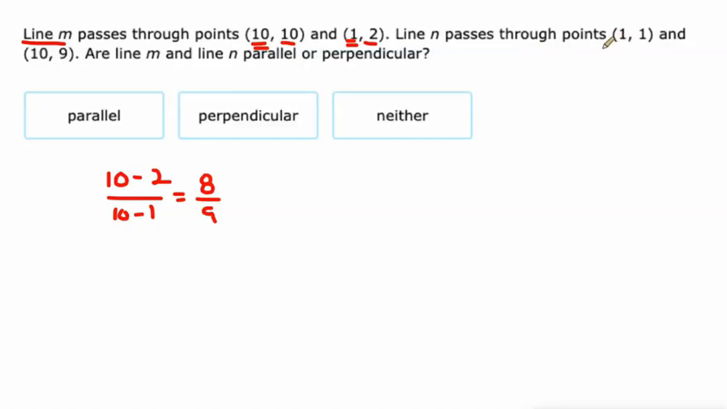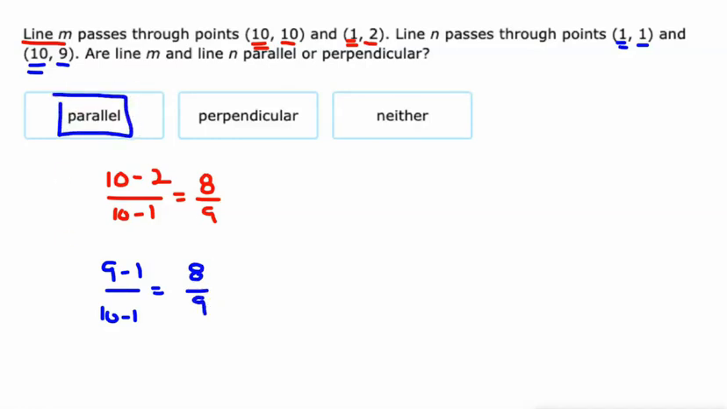Let's check that out. Let's do 9 minus 1 for the change in x. Well, that's 8, so maybe they'll be parallel. And then we'll do 10 minus 1. So that does give us 8/9. So they have the same slope, making them parallel.